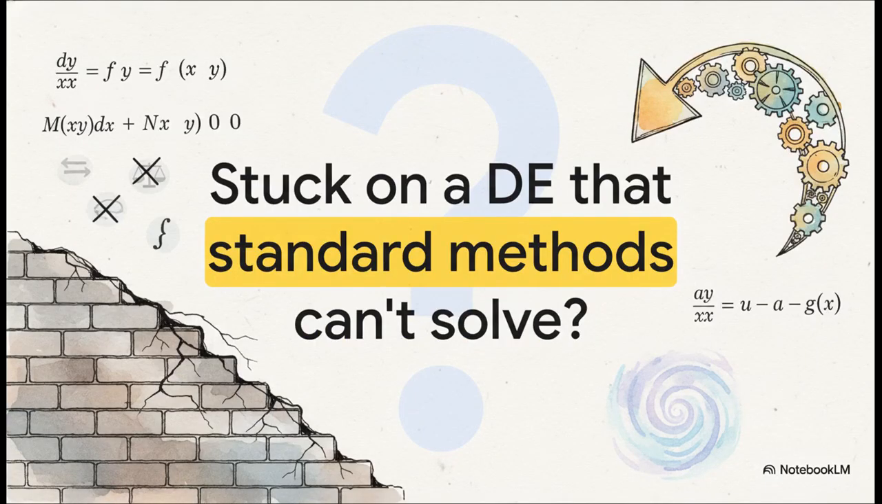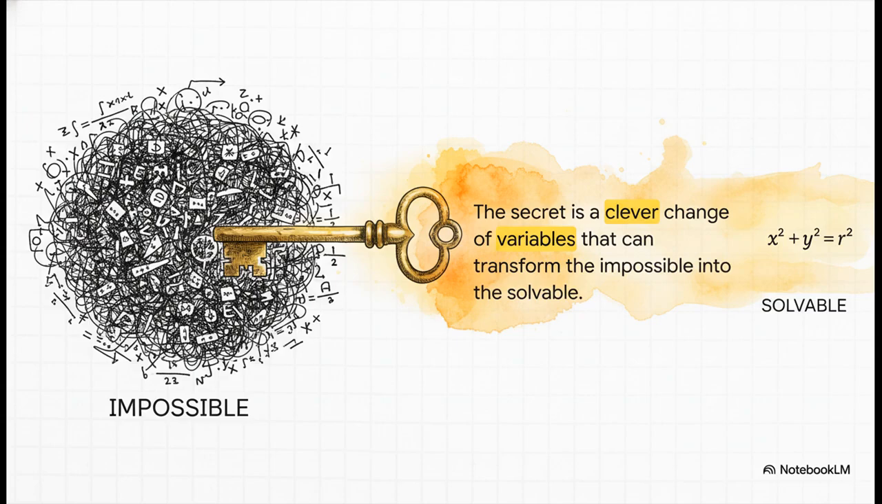You're just staring at a DE, and you've thrown everything you have at it. You've tried separating variables. Nope. You've checked if it's exact. Nothing. It's like running straight into a brick wall. But what if you didn't have to solve that problem? What if you could just change the problem into an easier one? Well, that's the whole idea behind substitution.